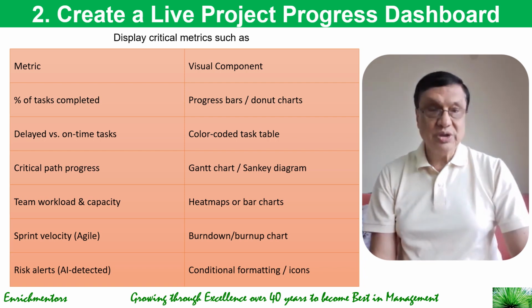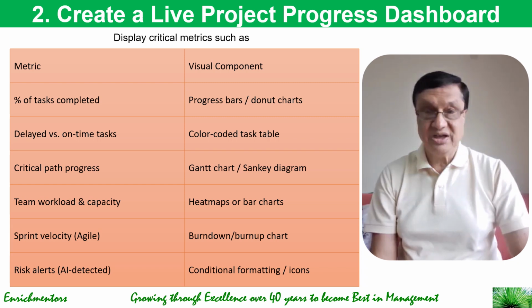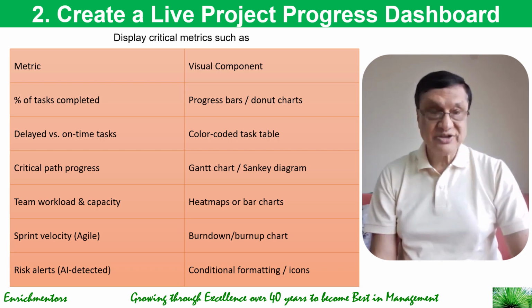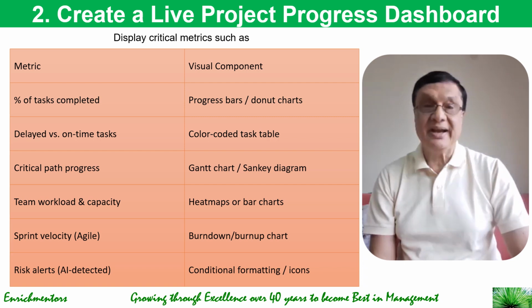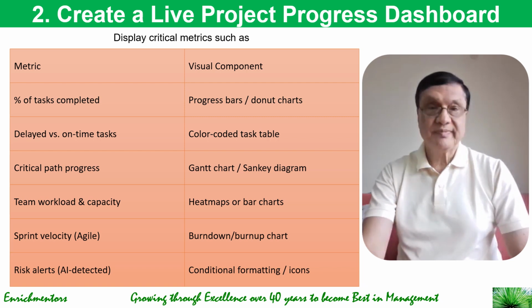You can also look at the metrics of sprint velocity, the measure of agility, and there you could show burn down or burn up charts. And lastly, you can also look at the metrics of AI-detected risk alerts, representing them visually with conditional formatting and icons. So that's how you can create a live project progress dashboard.